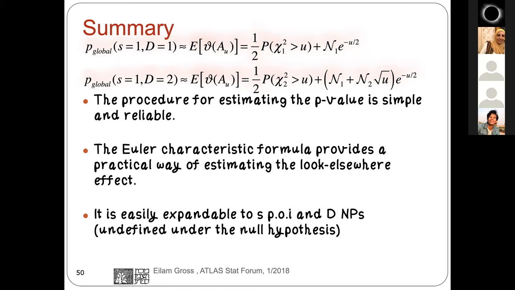So here I give you the summary with the formulas, and you will see the resemblance of the formula. If I have one parameter of interest, which is mu, and one nuisance parameter, which is the mass, undefined under the background-only hypothesis, then P global is the expectation of the Euler characteristic in one dimension, which is the number of upcrossings, which is P of chi-squared in 1 degree of freedom, the local significance, plus some Tweedle N1 e to the minus u over 2.